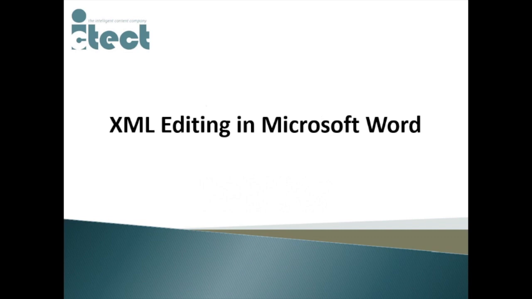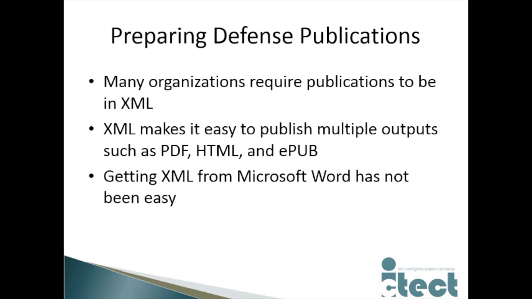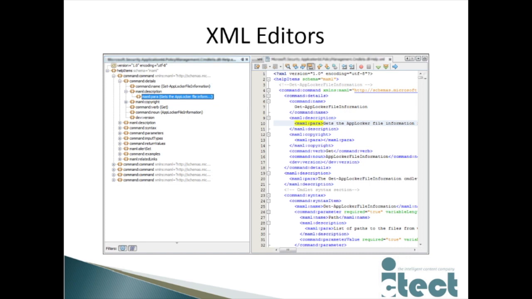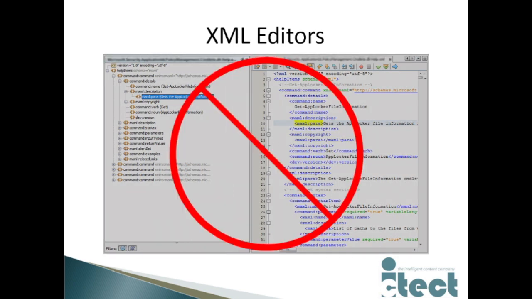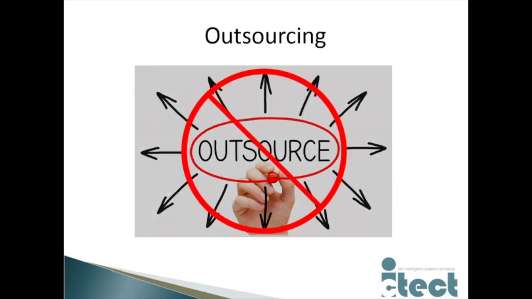Many organizations require their publications to be in XML. XML can be used for creating PDFs, HTML, EPUB, and other outputs. However, getting publications from Microsoft Word to XML has not been easy. Organizations have used complex technical editing tools or outsourced this process.